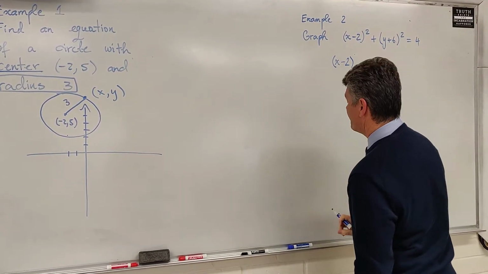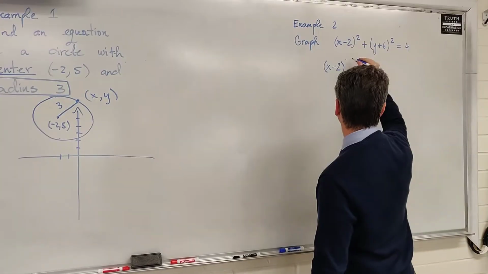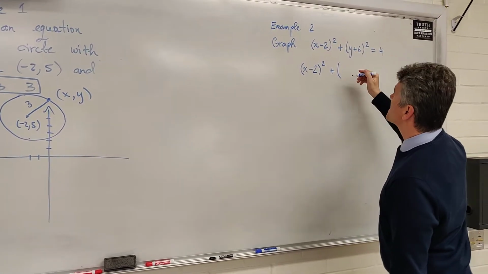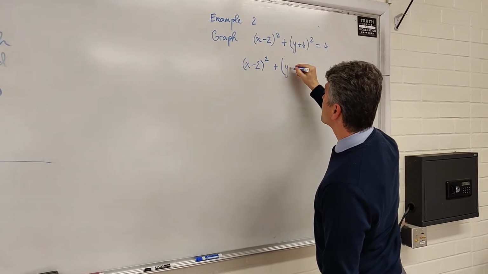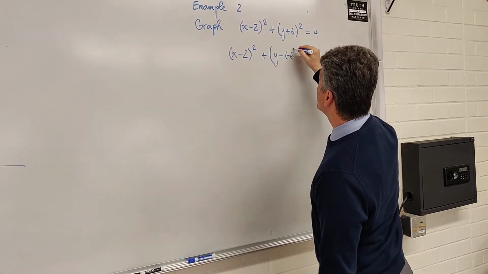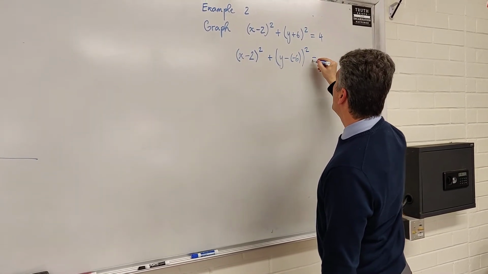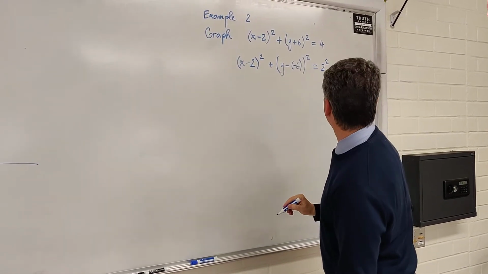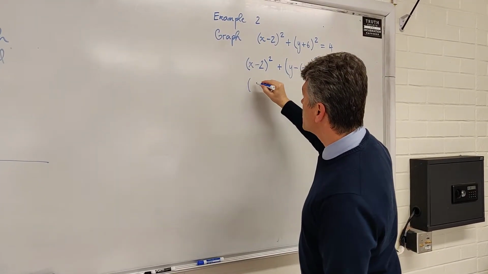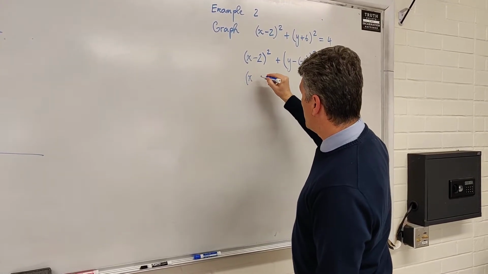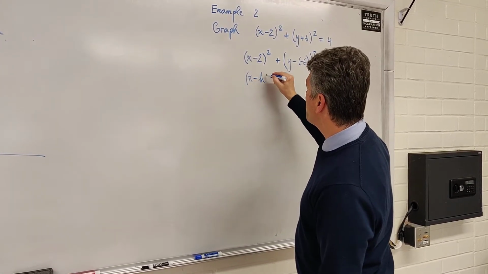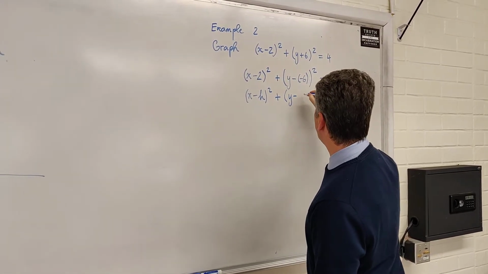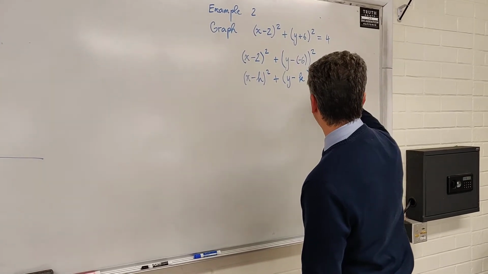(x − 2)² + instead of writing y plus 6, I will write this as (y − (−6))². And instead of writing 4, I'm going to write 2². Why would I do that? So that the above equation matches perfectly with the standard form for the equation of a circle.